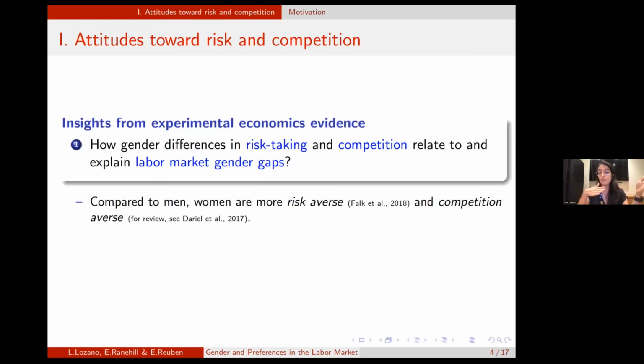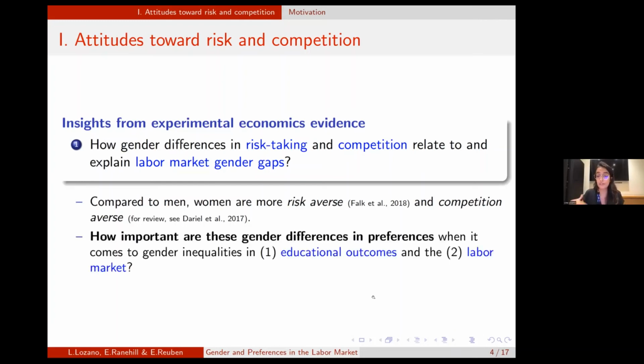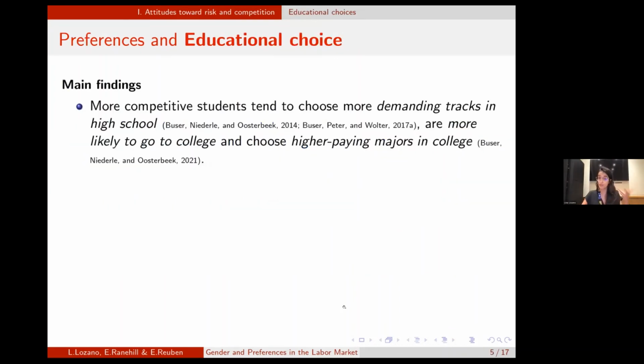And at the same time, we also have a vast literature in competition showing that women select themselves less into competitive environments. There is not such a cross-country study as the one of Falk, but there are several studies in different countries and domains showing this result. Now, the question is, given that there are such strong differences in preferences between men and women when it comes to attitudes toward risk and competition, how important are these gender differences to explain the inequalities in educational outcomes and labor market? So I'm going to start first with educational choices.